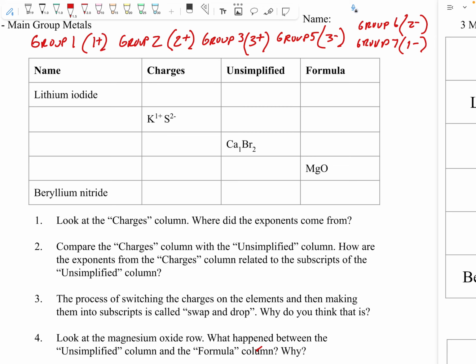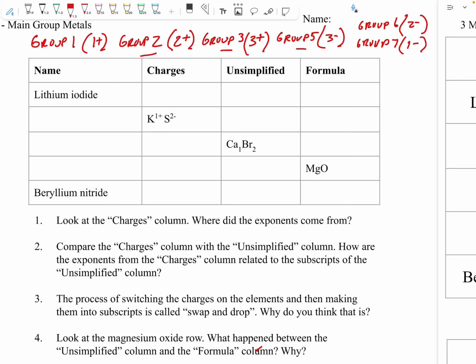Everything in group number 1 has a 1 plus charge. Group 2 has a 2 plus charge. Group 3, 3 plus charge. Group 5, 3 minus. Group 6, 2 minus. Group 7, 1 minus. I know we skipped group 4. Don't worry about that. We skipped group 8. Don't worry about that. Just worry about these groups here.